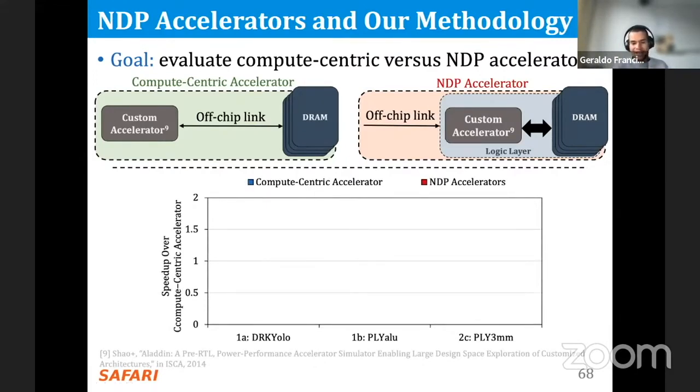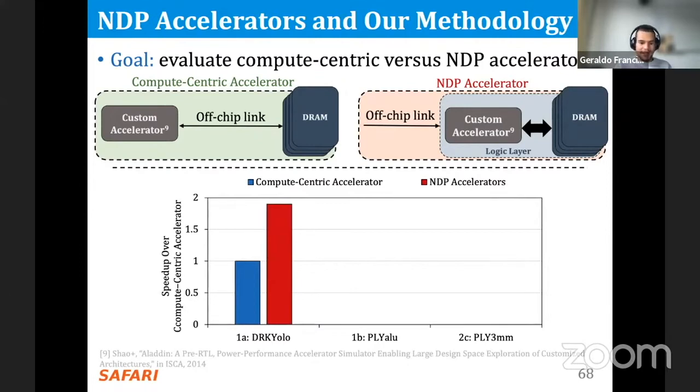Here in this plot, I have applications for class 1A, which is a neural network application, for class 1B, which is a linear algebra application, and for class 1C, which is also a linear algebra application. Class 1A, again, is memory-bound, DRAM bandwidth-bound applications, 1B, DRAM latency-bound applications, and 2C, compute-bound applications. And on the y-axis, we have the speedup over the compute-centric accelerator. So based on that, we make the following observation.